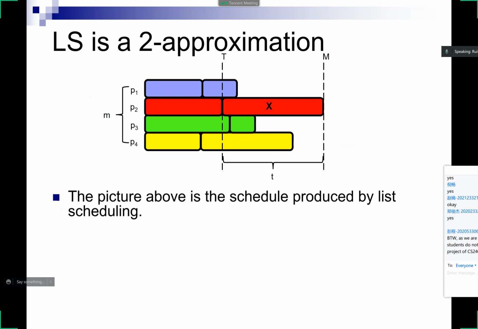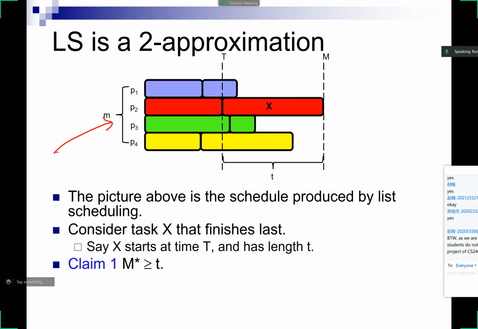The way we're going to do this is let's look at the schedule produced by list scheduling. Suppose it looks like this. Then we're going to focus on one task, the task which finishes last. Let's call that x. So x is the job which determines the makespan. The makespan is going to be capital M over here, and x, because it's the job that finishes last, is going to finish at time M. Now suppose x starts at time capital T, and suppose the length of x is going to be little t.